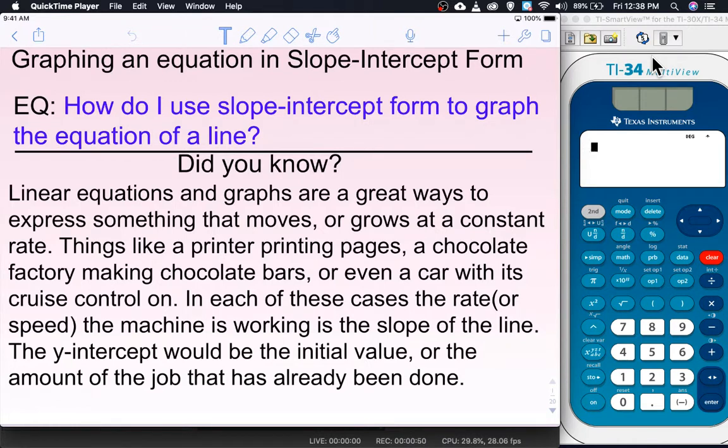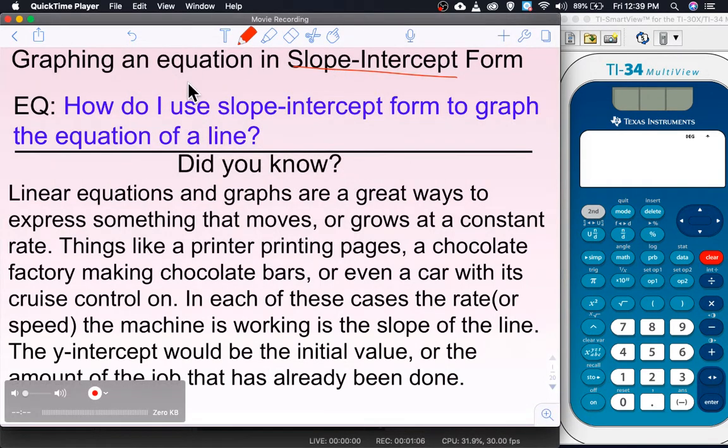The method I'm going to show you here in this lesson will only work if the equation is in slope-intercept form. So that's going to be kind of like the little caveat here, is each equation must be slope-intercept form. Okay. Essential question says, how do I use slope-intercept form to graph the equation of a line?